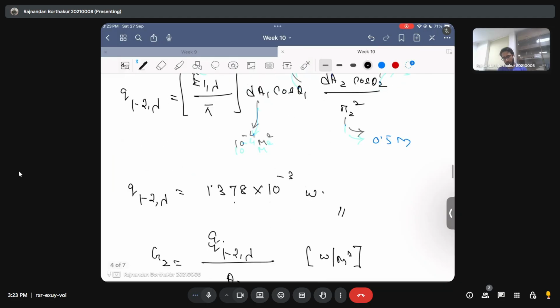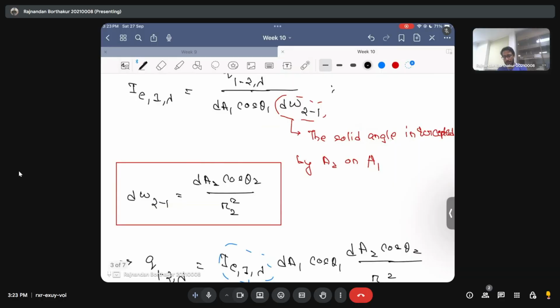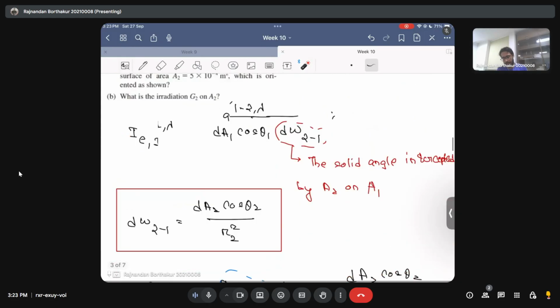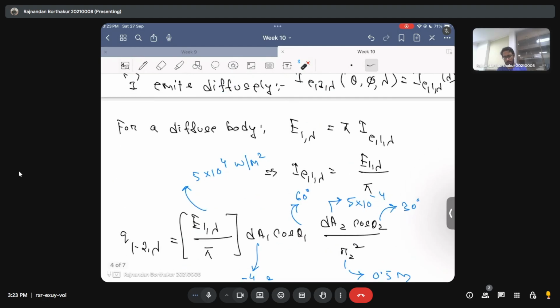Although it's just a problem where you need to substitute values, the build-up of this problem is important. You need to understand when you can write that your emissive power is equal to pi times the intensity of radiation. Although the problem looks simple, these concepts are essential in understanding the key aspects of intensity of radiation and emissive power. I hope you understood this, and with this, I believe you have understood the basic concept of irradiation, emissive power, and all these things.